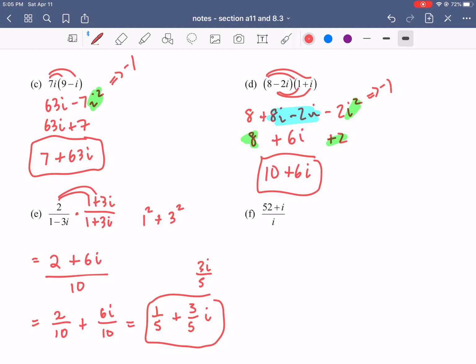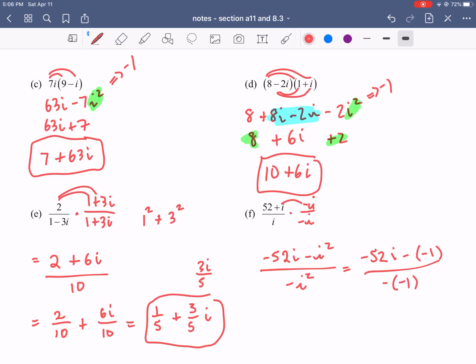So again, we're going to take the same approach here of multiplying by the conjugate, which would be negative i. And in the numerator, we'll distribute. So 52 times negative i will be negative 52i. And then positive i times negative i will be negative i squared, divided by i times negative i, which is also negative i squared. And so we know that i squared is negative 1. So this is going to be negative 52i minus negative 1 divided by the opposite of negative 1.